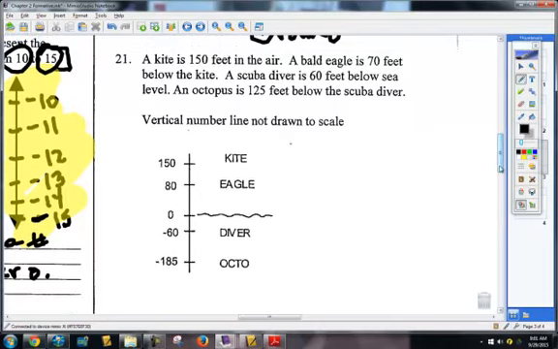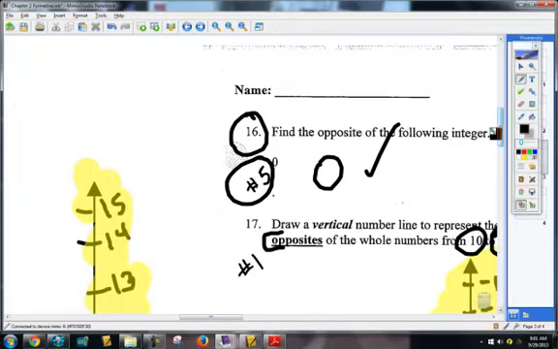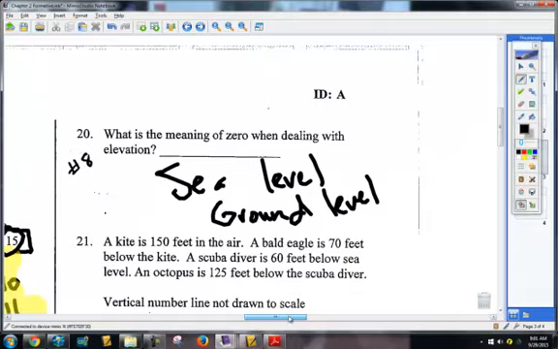All right. Now, a kite is 150 feet in the air. A bald eagle is 70 feet in the air.